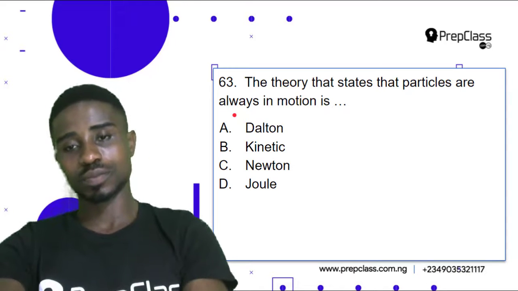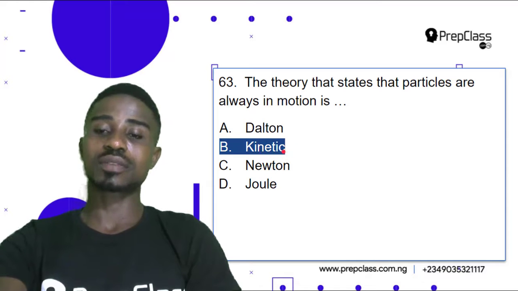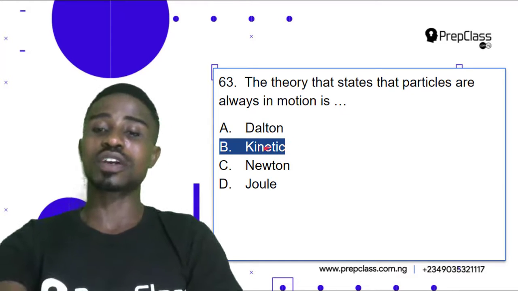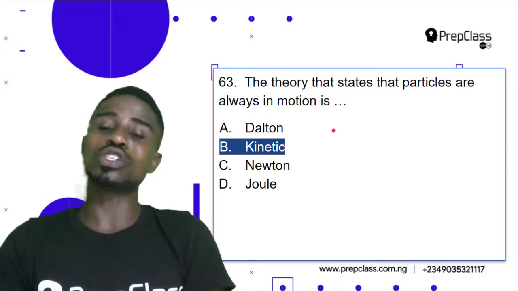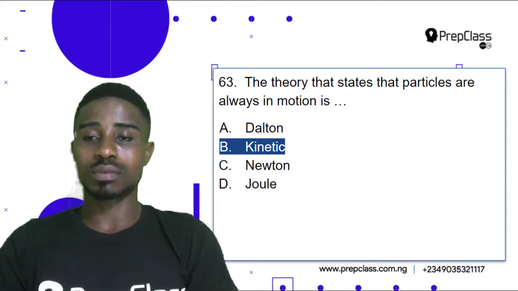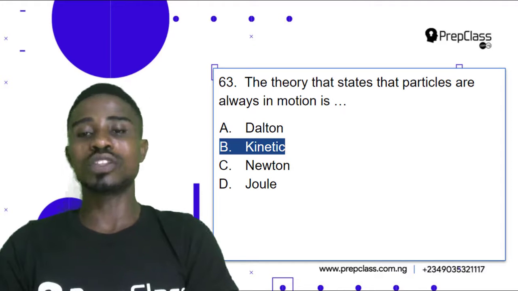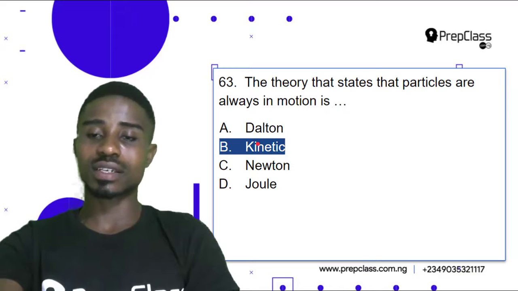Let's check it out. Question 63, option B, kinetic, is our correct answer. When we look at the meaning of kinetic, from kinetic energy, it means an energy in motion. So it's relatable to this theory. Kinetic has to do with something in motion, when you talk about kinetic. So the theory that states that particles are always in motion is kinetic.